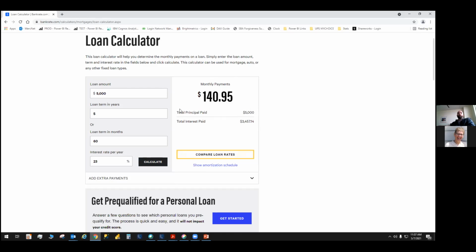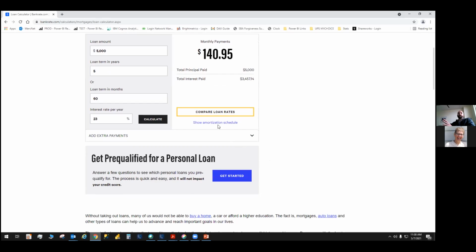It will tell you the principal. The principal is the original amount of money that we borrow to make our purchase. And then it's going to tell you the total interest paid. And in order to get a total loan payoff, right? What does the whole thing cost me? It's the sum of these two numbers. So that's about $3,500. So my total is going to be about $8,500 to buy a $5,000 MacBook, and pay it off over 5 years at 23%.